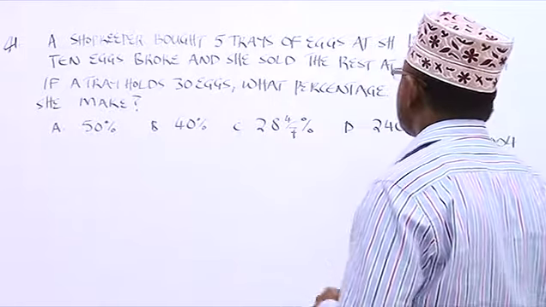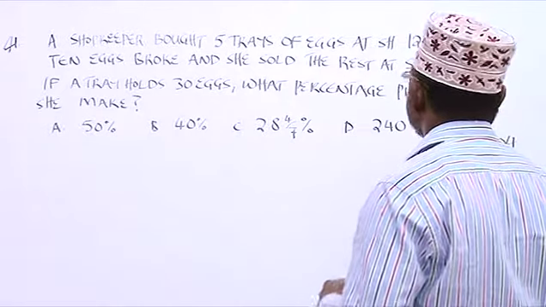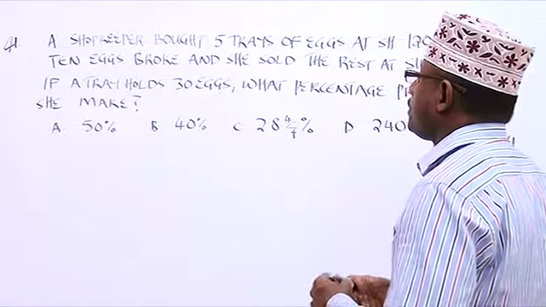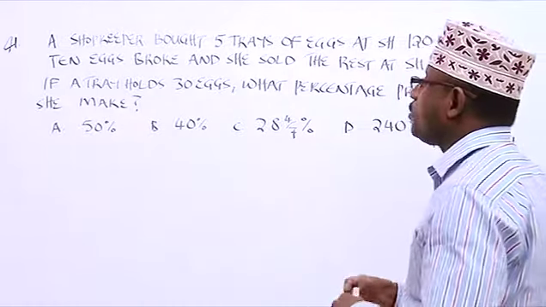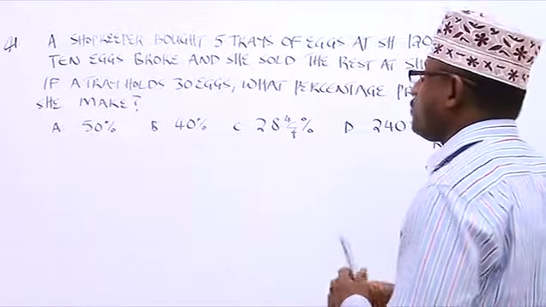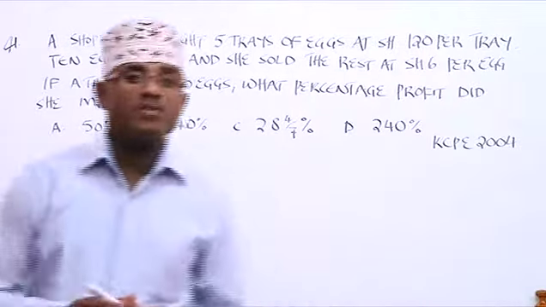A shopkeeper bought 5 trays of eggs at 120 per tray. 10 eggs broke, and she sold the rest at 6 shillings per egg. If a tray holds 30 eggs, what percentage profit did she make?